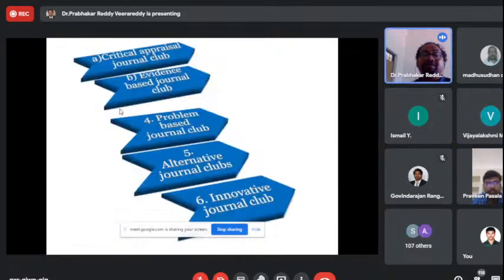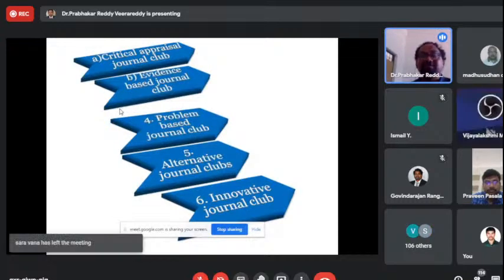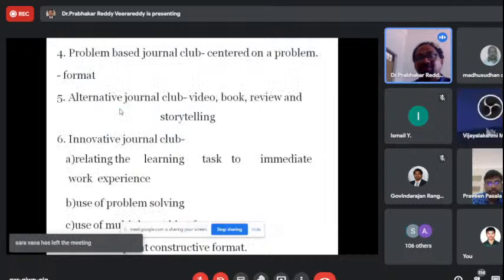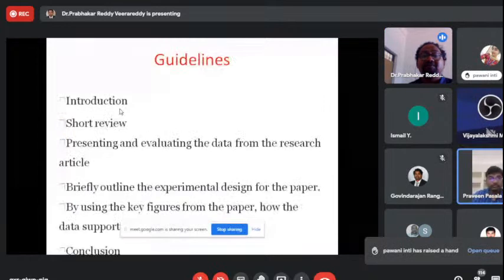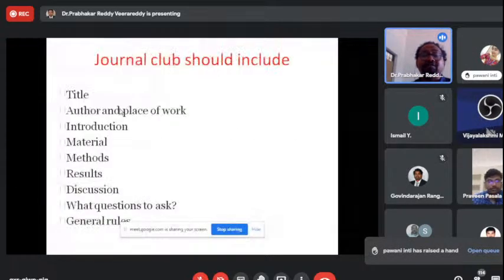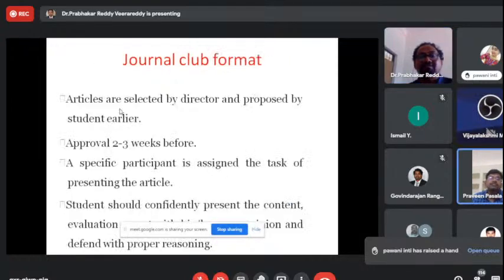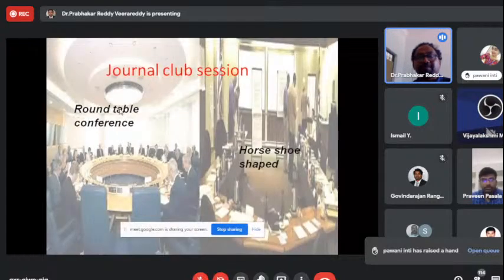Types of journal clubs: critical journal club, evidence-based club, problem-based journal club, alternative journal club, innovative journal club. So these are all done in Western culture. Selected director, different goal, optimal attendance, generate participant interest, special preparations. They will give a lot of guidelines: title, author, introduction, material, method, results, discussion. IMRAD, I told you: I for introduction, M for material and method, results, discussion. Formats might be a round table or a horseshoe. Generally, it will be done in Western countries.